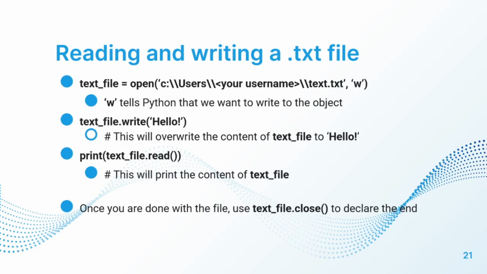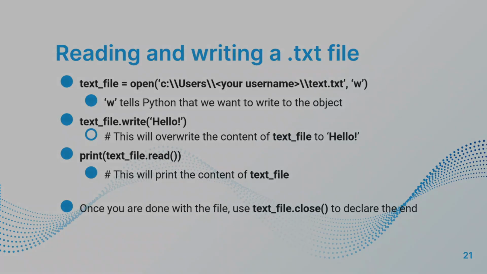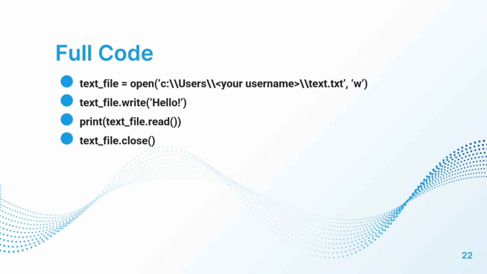To read the file, use the read method. If you print a text file variable with the read method, the return value will be the entire content of the text file. Once you're done with reading or writing, use the close method to declare the end. Here's the full code. Pause the video and try implementing the code with your own text file. For username, make sure you put the username of your own desktop instead of directly writing down what is stated on the screen.